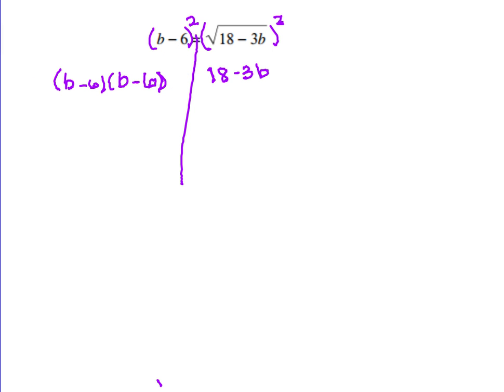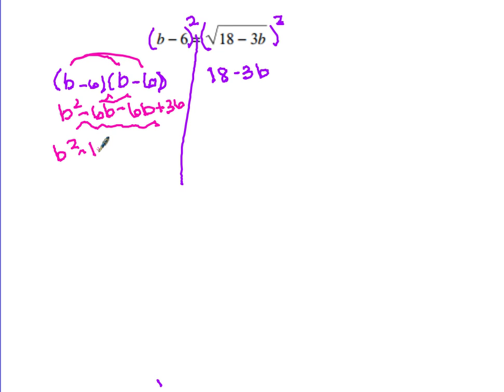Alright, so whenever I do that times itself, this is where you have to FOIL. This is like the first thing we did. B times b is b squared. B times negative 6 is a negative 6b. Negative 6 times b is a negative 6b. And negative 6 times negative 6 is a positive 36. I'm still not done because I can combine like terms. So I've got b squared minus 12b plus 36. And then I still had all this stuff on the other side I haven't done anything with.